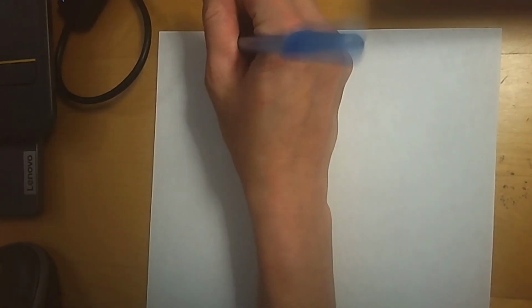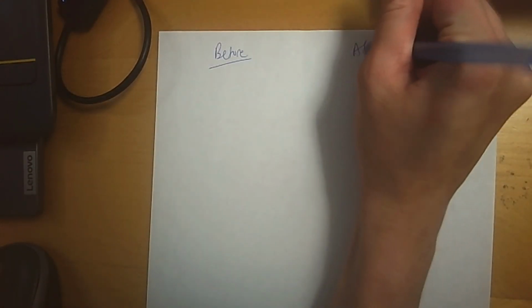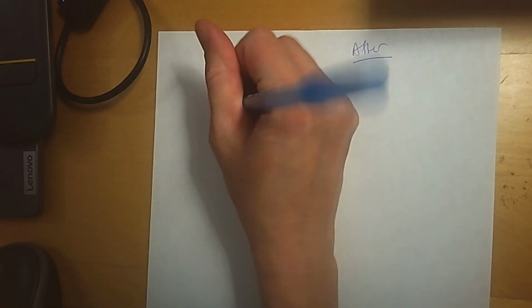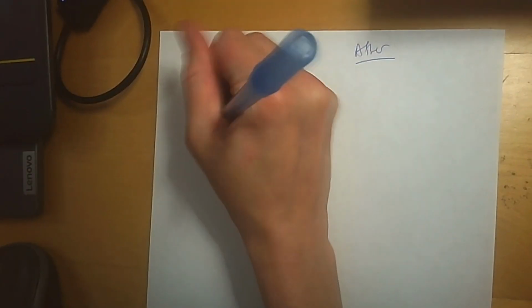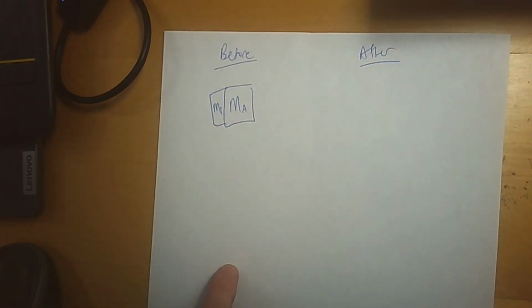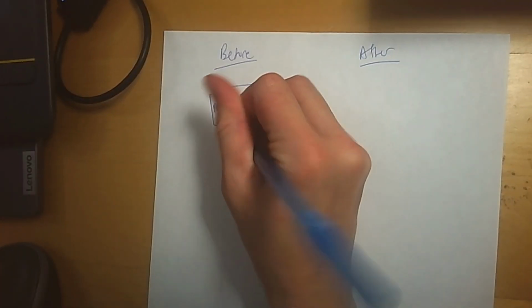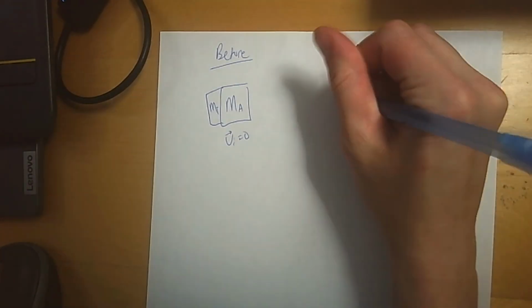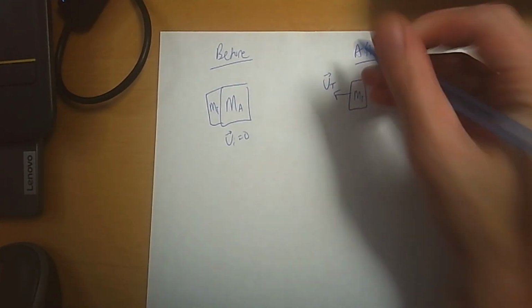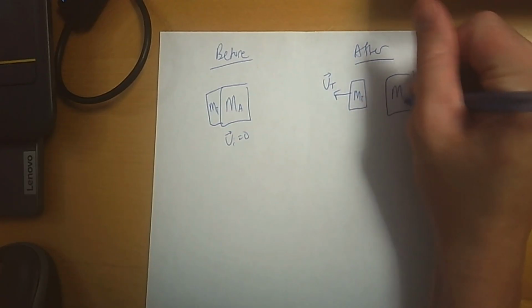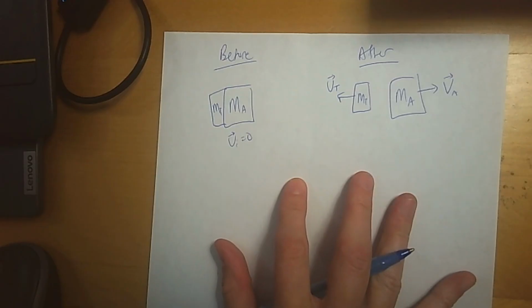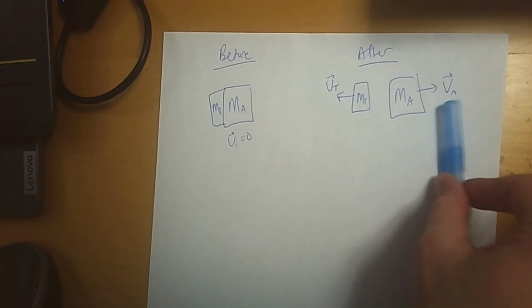I really like to have diagrams for these problems. I'm not an artist, so I'm going to call MA the mass of the astronaut and MT the mass of the tank. So here they are at rest. And the astronaut throws the tank in a direction away from the shuttle. I'm just going to say that's to the left here. So we'll say VT, the final velocity of the tank. And then that propels the astronaut forward. We're going to call that VA. So here are my diagrams. I want to find this speed here.